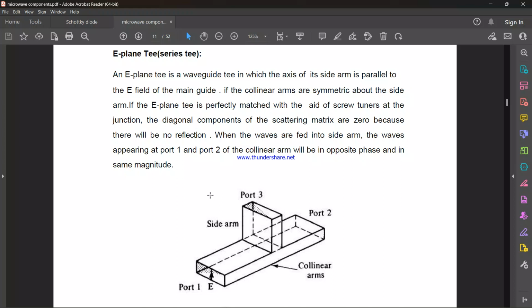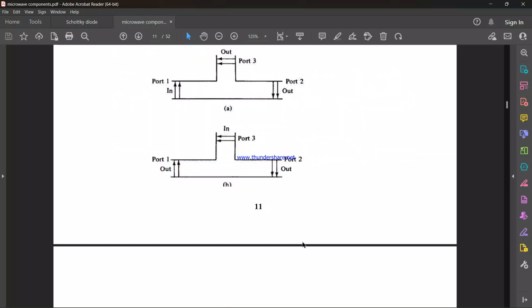And over this we have the same magnitude and opposite phase in the collinear arms when input is given in the side arm. So the side arm is just perpendicular to the other two arms, and all are perfectly matched, and port 1 and port 2, which are called collinear arms, are adjacent and opposite to each other. This is what the E-plane T is, and this is the model.